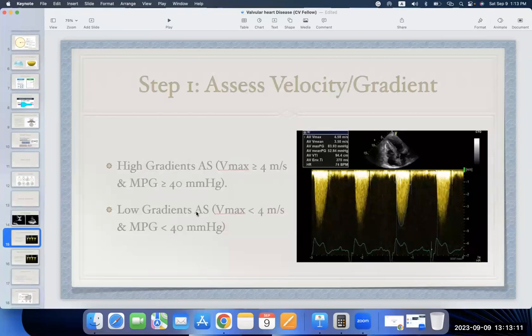The first step is to assess the velocity and the gradient of the aortic valve. To do that, you use continuous wave Doppler to measure the velocity of the blood across the aortic valve. You can do that from the 5-chamber view, 3-chamber view, or right parasternal view. You try to find the maximum velocity that you can get. Once you measure it, you trace the curve, and from the curve, you can get both.